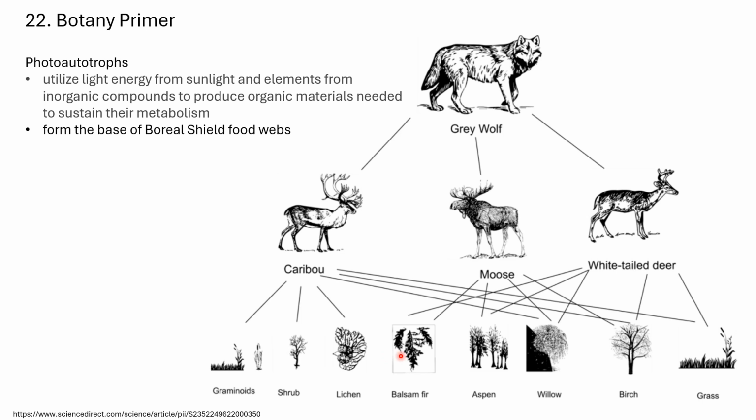And we can see that the base of the food web includes things that can photosynthesize. And we're going to call these photoautotrophs. So auto means it does it by itself. Troph means to feed. Photo means light. So these things can use light and they're self-feeders, as opposed to a caribou, which can't produce its own food. It is a heterotroph.